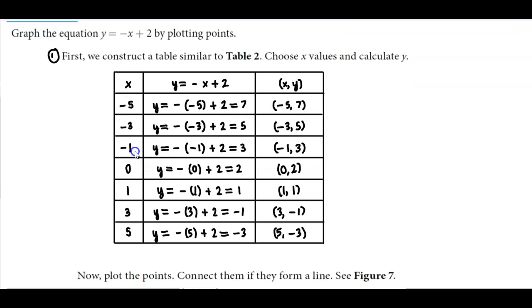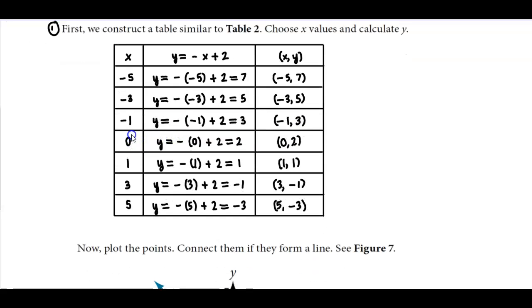Next, we know the value of x is going to be negative 1. Plugging it in for x, we get a negative times a negative 1, which is a positive 1, plus 2 gives you 3. And therefore, the ordered pair has an x coordinate of negative 1 and a y coordinate of 3. And then we're going to plug in the value of 0. If we plug in 0, 0 is neither negative or positive, so it just becomes 0, plus 2, which is equal to 2. So therefore, the x coordinate is 0, and the y coordinate is 2.